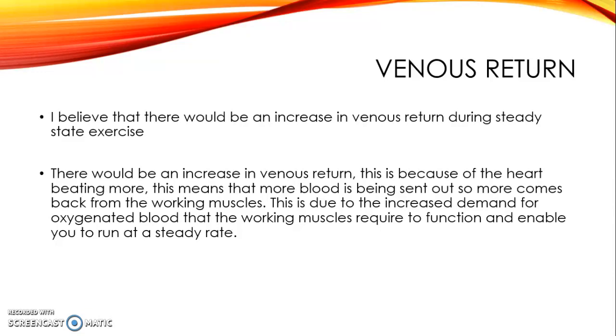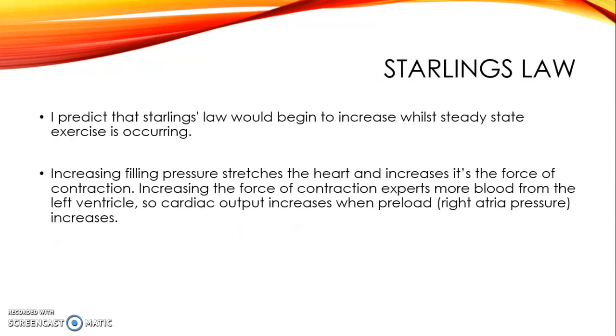When we tested our clients on steady-state exercise, we used a bike, and they'd be using their hamstring group, their quadricep group, and their gastrocnemius. The skeletal muscle pump in these muscles would have to pump the blood back up to the heart, and that's why venous return would increase. There would also be an increased demand for oxygenated blood that the working muscles require to function and enable you to run or cycle at a steady rate, and this is how steady-state exercise is affected.